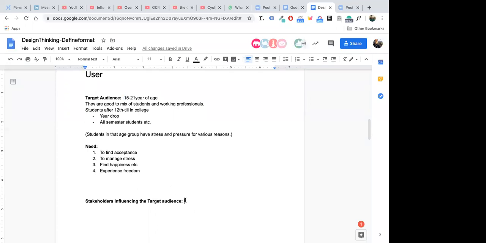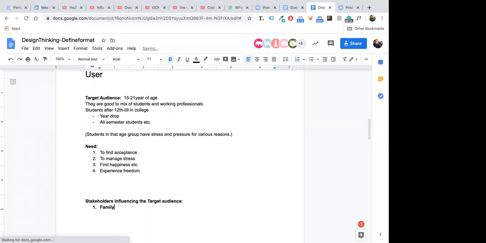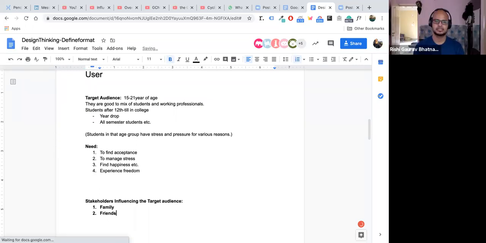Okay, cool. So now we are going to look at stakeholders. What are all the stakeholders that are influencing the target audience? Stakeholders are all the people who are affecting the target audience either directly or indirectly. I will open this for everyone now so that we can do it a little bit faster. Who are all the stakeholders influencing this? Family. Friends. Teachers. Is there anybody else influencing the target audience in this particular case?